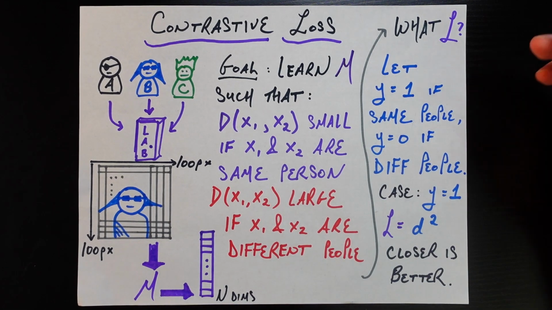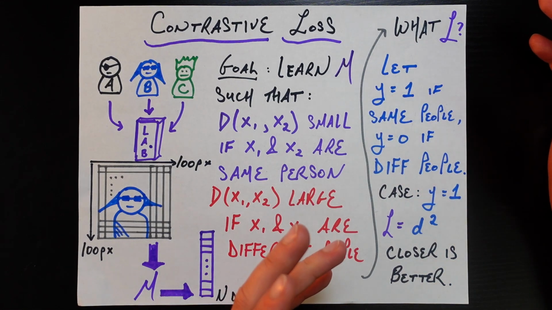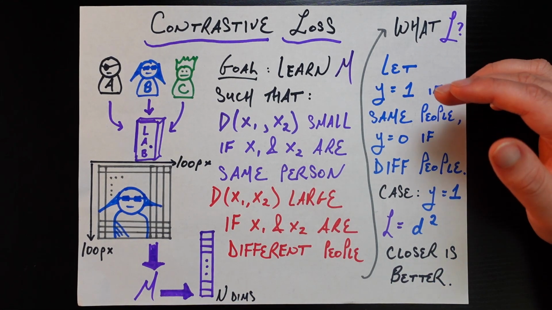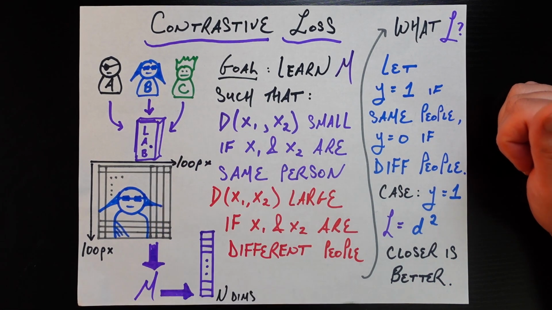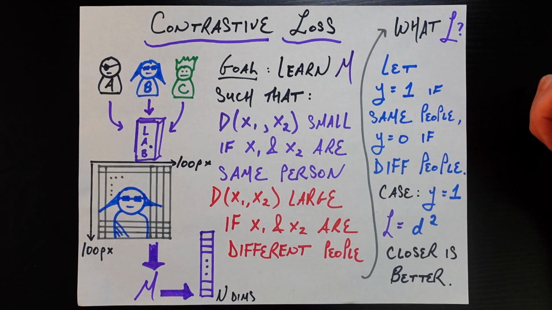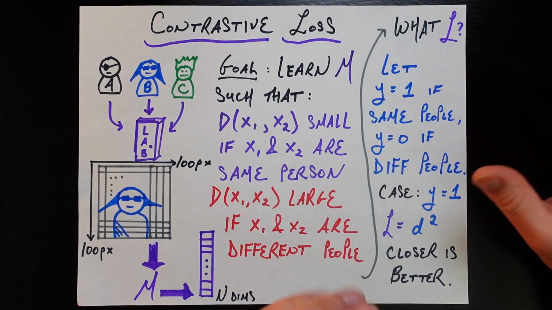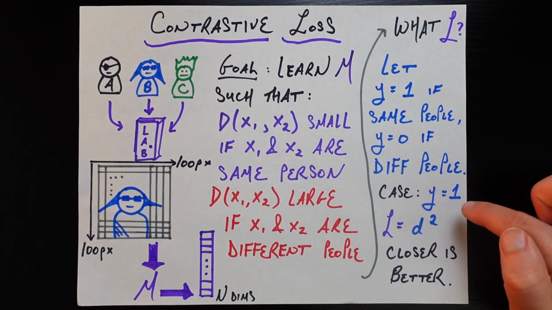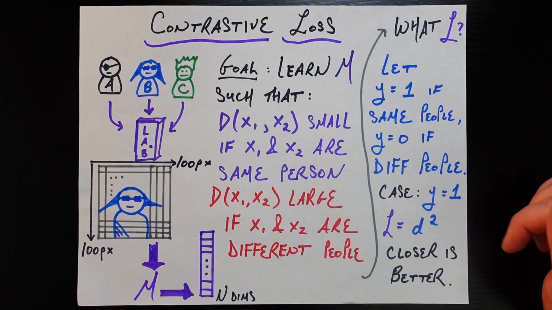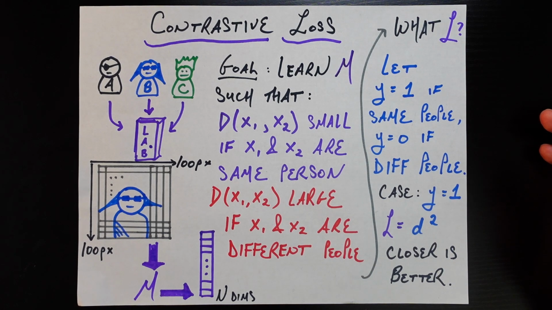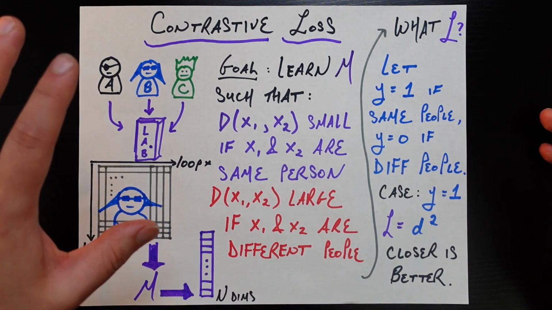And to do that, I want to introduce some variable y. Y is just going to be a binary variable. It's going to be 1 if x1 and x2 are embeddings for pictures belonging to the same person, and y is going to be 0 if they're embeddings for pictures belonging to different people. So just to help us do some bookkeeping. So case 1, which corresponds to this first criteria here, is y is equal to 1. These are embeddings corresponding to pictures for the same person.